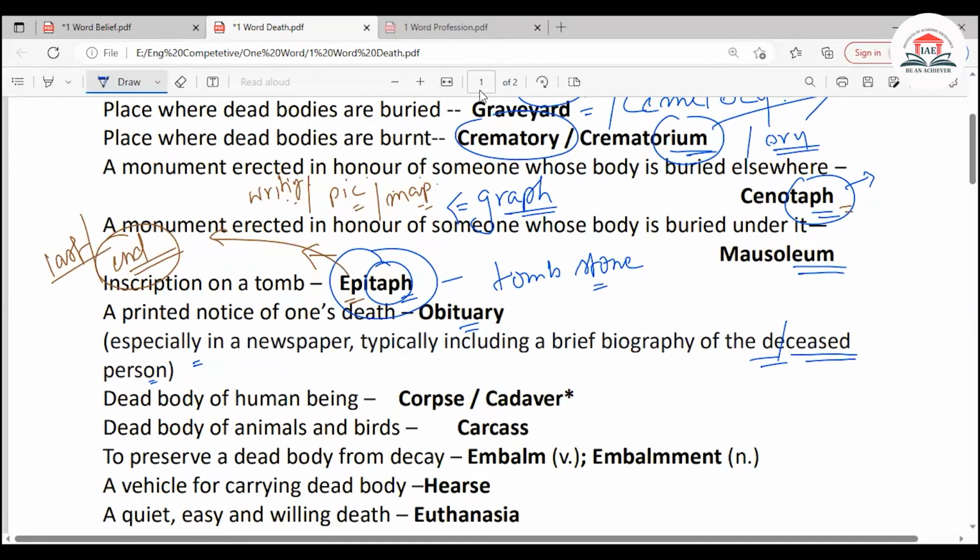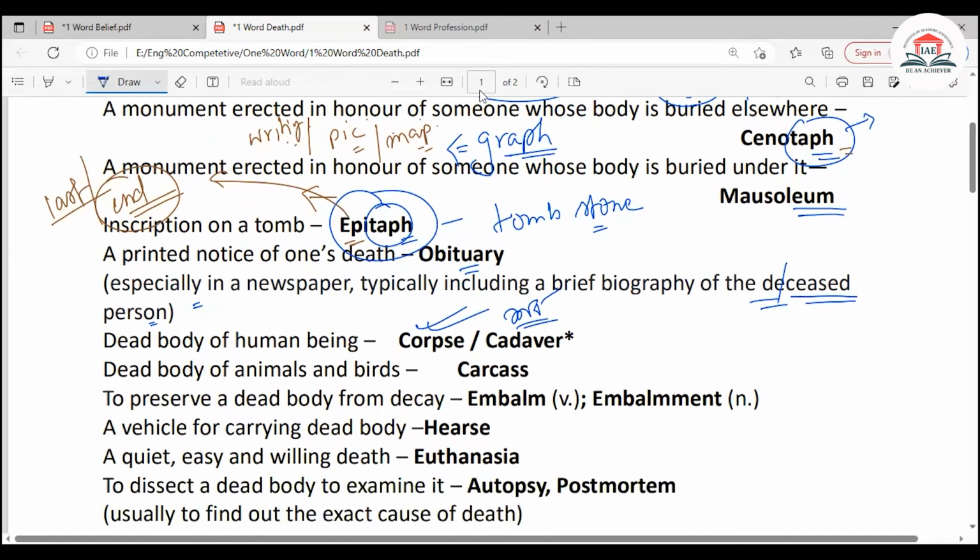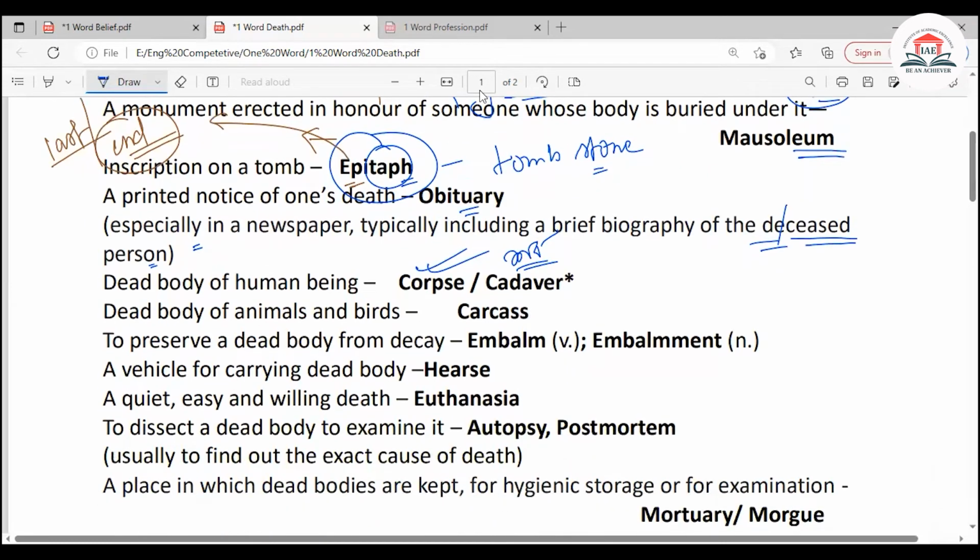Now, the word is very common to you. Corpse. C-O-R-P-S-E, corpse. Corpse means what? The dead body of human being. In our language, we call it shab. Lash. ठीक है? देखो अभी clear है कि नहीं?